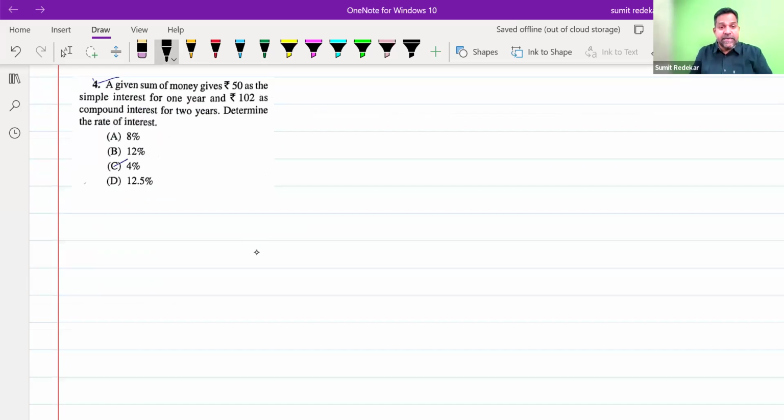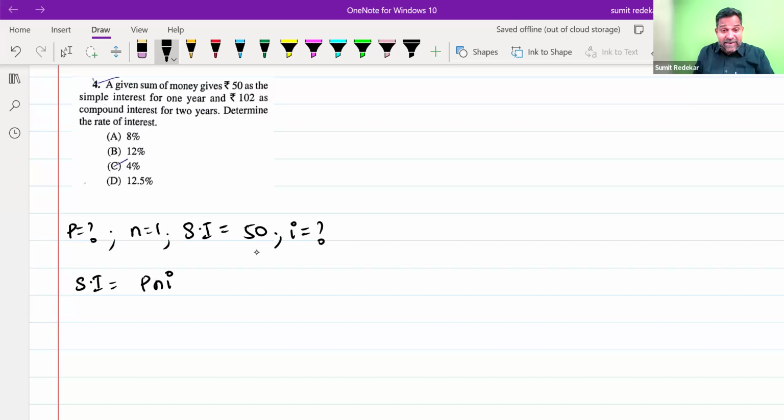A given sum of money gives 50 rupees as simple interest for 1 year and 102 as compound interest for 2 years. Determine the rate of interest. So there is a given sum of money. We have absolutely no idea what that is. We know that in a period of 1 year, the simple interest that it gives is 50 rupees. But what is the interest rate? Absolutely no idea. So all I can say is simple interest is PNI. So simple interest is nothing else but 50 is principal into 1 into I, or 50 is equal to PI.